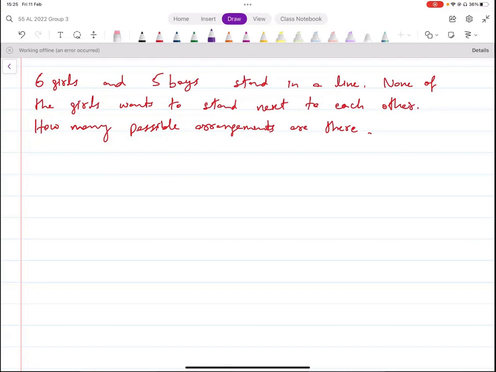Let's consider this. So we have 6 girls and 5 boys. They stand in a line. None of the girls wants to stand next to each other. Okay, let me change that. So let's say now the boys want to stand next to each other. That's better. So we have 6 girls and 5 boys. They stand in a line. None of the boys want to stand next to each other. How many possible arrangements are there for this?